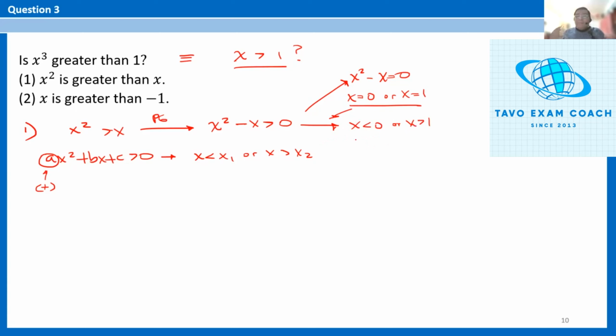Of course, this double inequality would provide two different answers to the question. If we take values that are less than 0, we would say that these values are not greater than 1, giving a negative response. But for values greater than 1, we have a confirmation of what the question poses. So, two possible answers, not sufficient. Let's try number 2, x is greater than -1. Okay, a number greater than -1 might be, for example, 5, which is greater than 1, but it could also be -0.5, which is not greater than 1, so not sufficient.